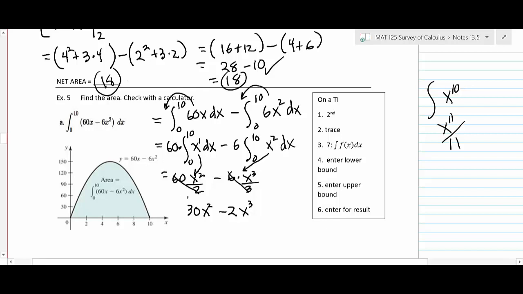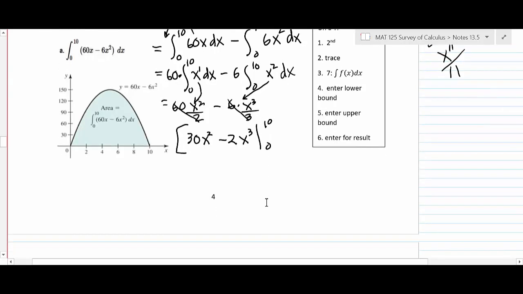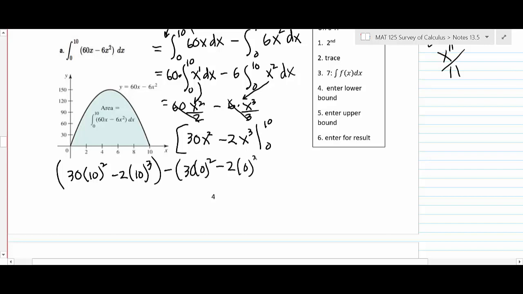So now we're going to evaluate that from 0 to 10. And this is the part where sometimes the arithmetic gets kind of hairy. It's probably not too bad on this one. So let's just plug in and do 30 times 10 to the second minus 2 times 10 to the third. You can use your calculator to help you, so you plug in the 10. And you're going to love it when I give you a 0, because it makes it so much easier. So you're going to have 30 times 0 to the second minus 2 times 0 to the third. Crunch out the details and you'll have that area.